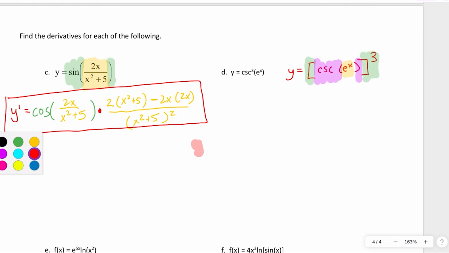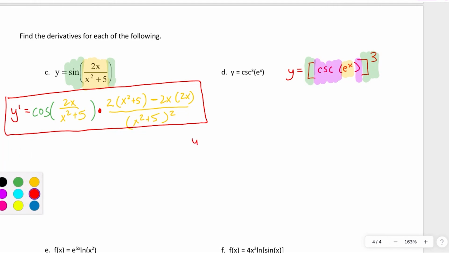So y prime is equal to 3 times that stuff in the brackets there, raised to the second power. And that stuff is cosecant of e to the x. The derivative of cosecant is the opposite of cosecant times cotangent. So I'm going to put all this in parentheses, the opposite of cosecant cotangent. And in both of those, we're going to put the e to the x.